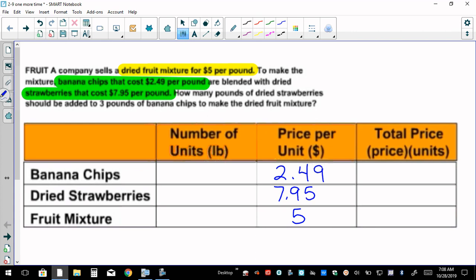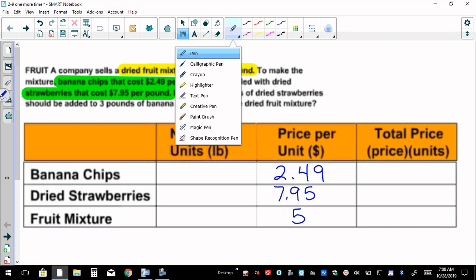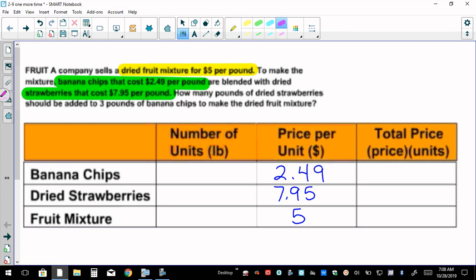Okay. How many pounds of dried strawberries should be added to 3 pounds? So we've got another thing there. Highlight that. We've got 3 pounds of banana chips right there. Okay, so where does that go? It's not a price, obviously. It's a unit. So we've got banana chips, 3 pounds, and they already have the pounds up there for you. All right, so this is the information they give us.